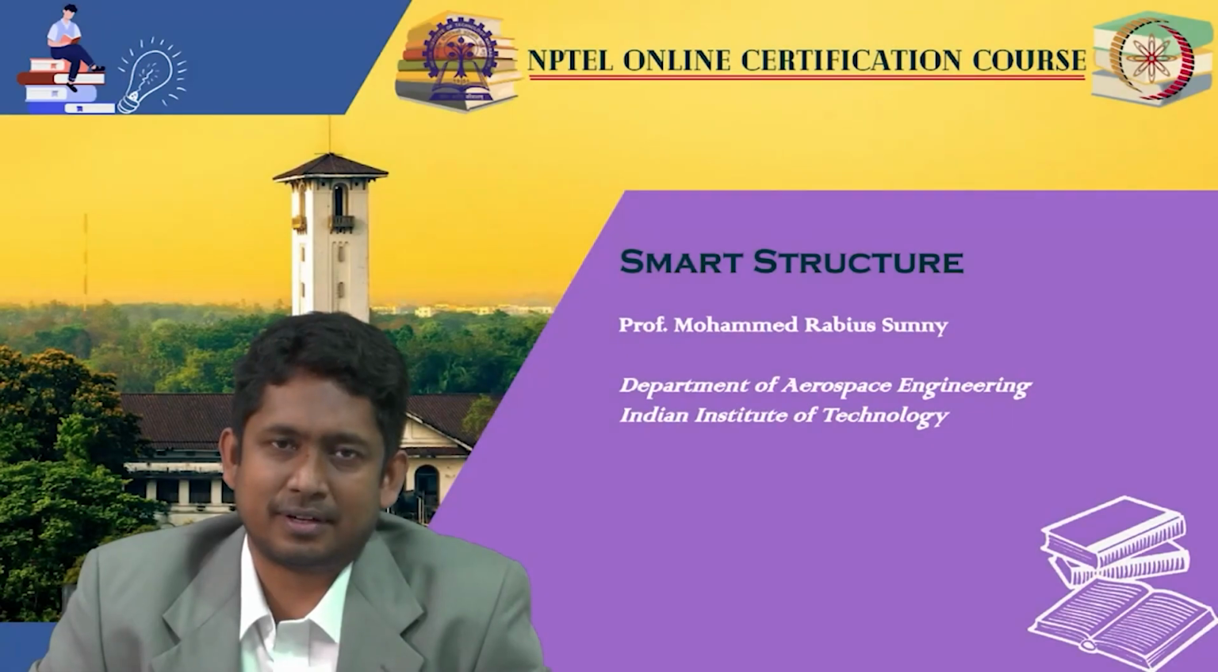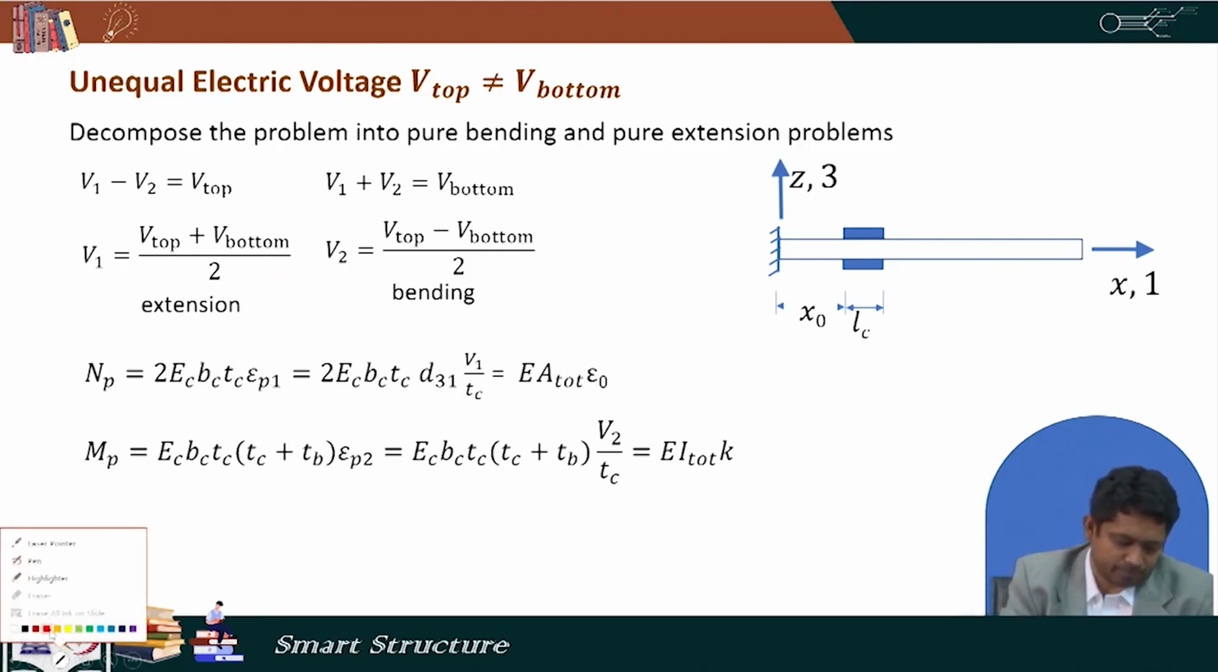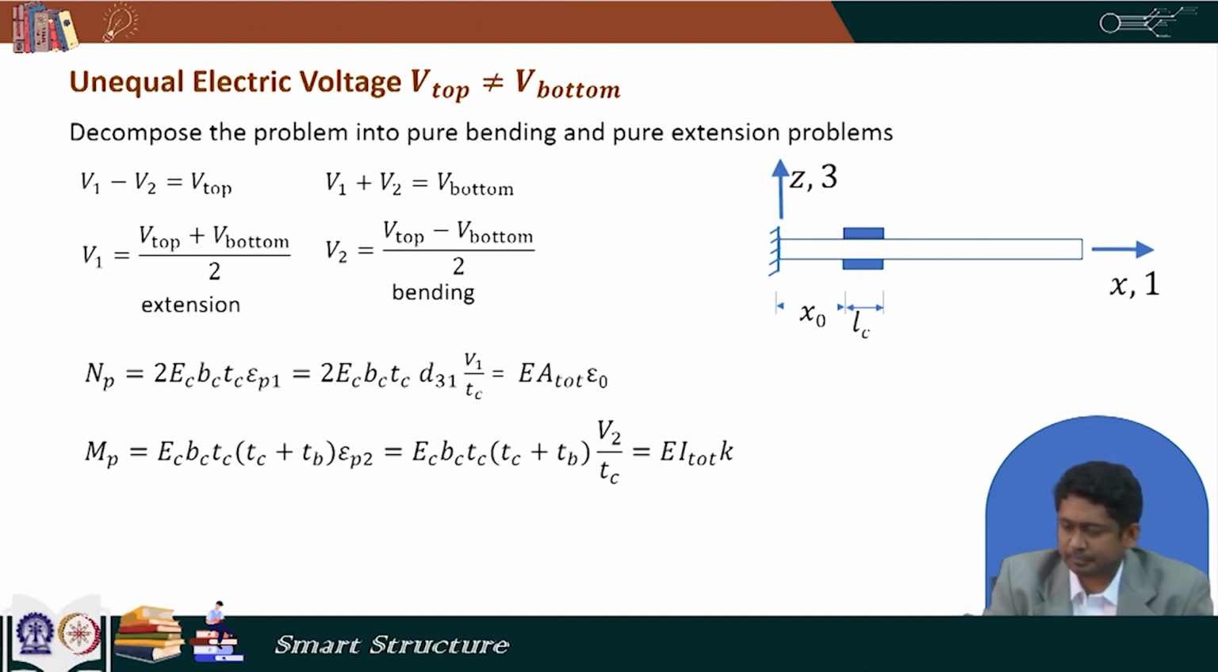Welcome to the third lecture of week 3. We are talking about induced strain actuation and its analysis for a one dimensional beam, and the analysis was static analysis, and we started with the Euler-Bernoulli beam method. We looked into few cases, and here we will see one more case.